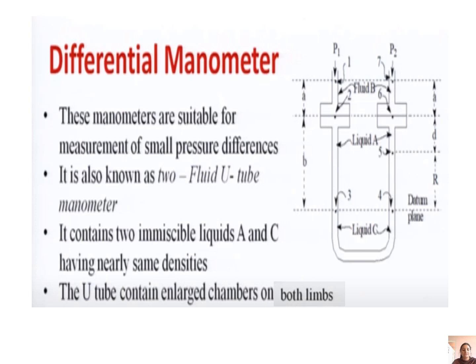And differential manometers: these manometers are suitable for measurement of small pressure differences. It is also known as a two-fluid U-tube manometer. It consists of two immiscible liquids A and C having nearly the same density, the same as a simple manometer, but the difference is that a differential manometer can be used to measure small pressure differences. The U-tube contains a large chamber on both limbs.